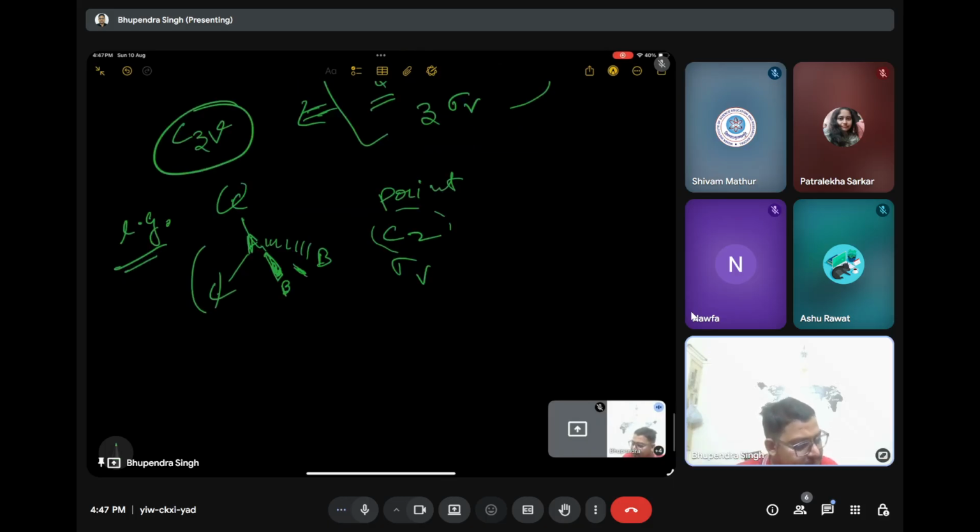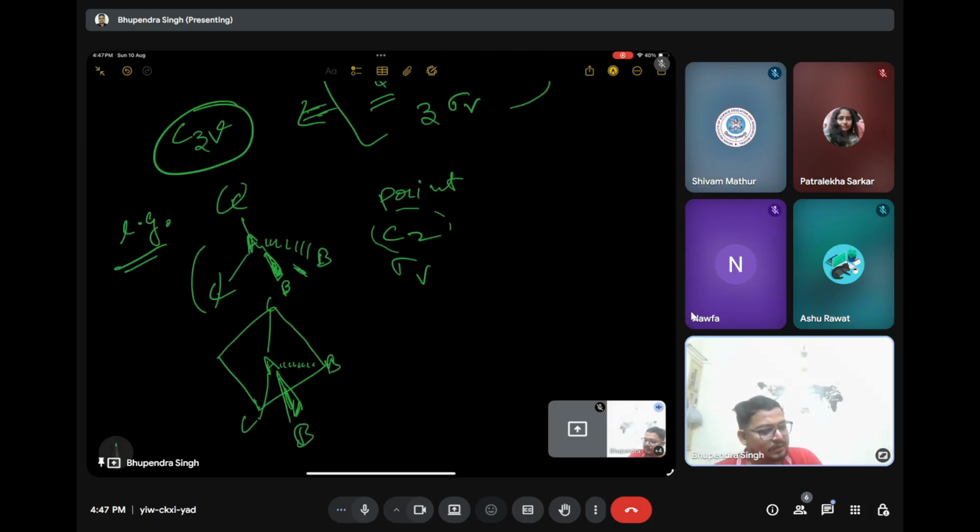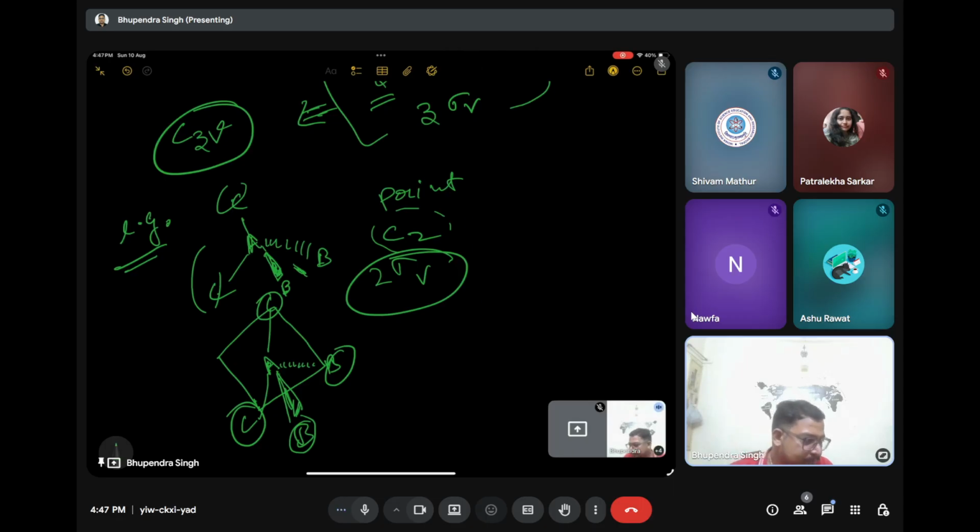It is like this is the plane. In the plane, A is there, C is there, this C is here. But this is above the plane, this is below the plane. And another one will be having this and this V and this V. These two will be out of the plane. So 2C2, 2 sigma V. So what is the point group?